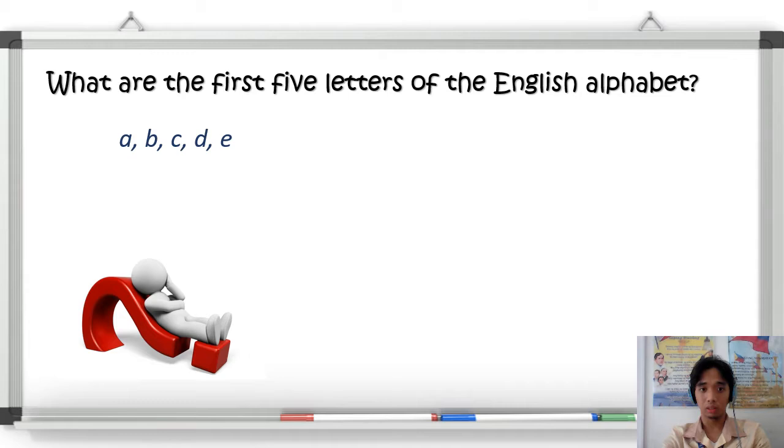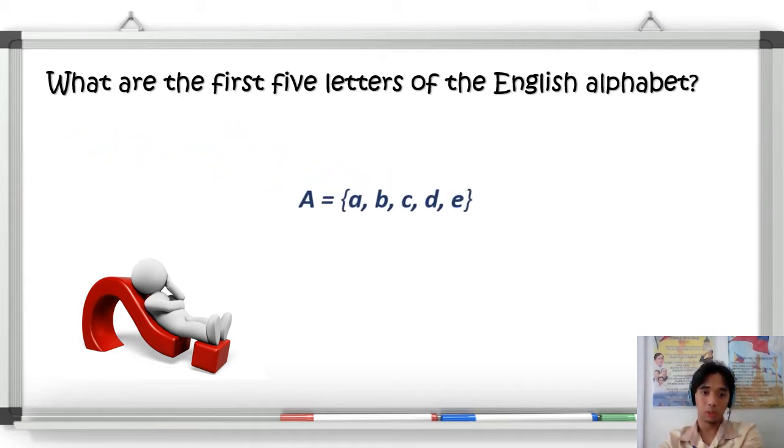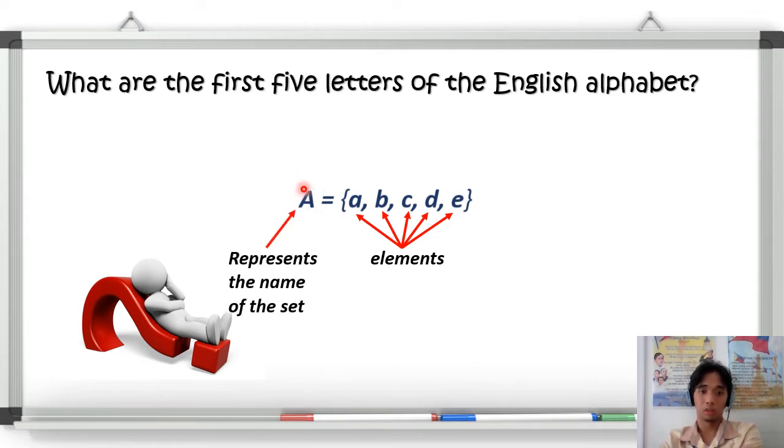To represent it, let's put it inside curly brackets and give it a name. Let's say this set will be named set A. So now we have set A with A, B, C, D, and E. These letters here are called elements. And this capital letter A represents the name of the set.